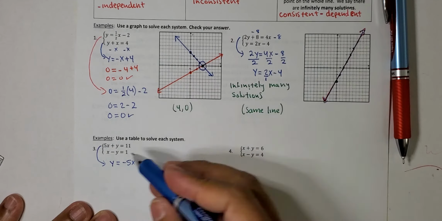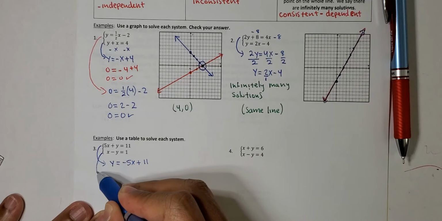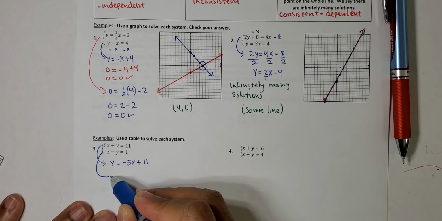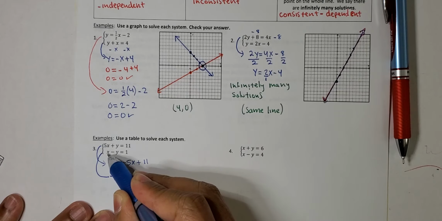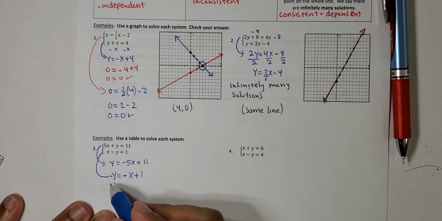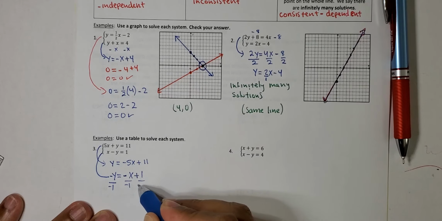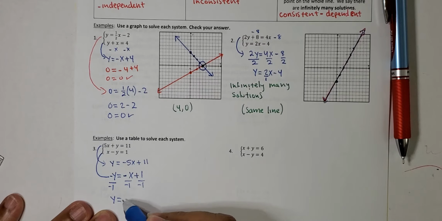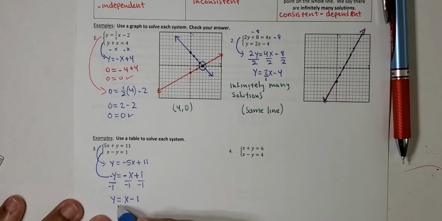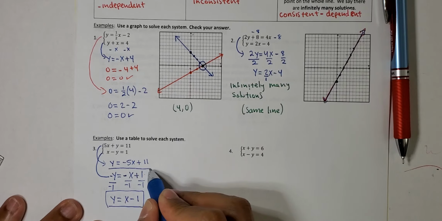On this one here, I have x minus y equals 1. So I'm going to subtract this x, which leaves me with negative y equals negative x plus 1. We don't want negative y, we want positive y, so I'm going to divide by negative 1. Then y equals negative x divided by negative 1, which is positive x, and 1 divided by negative 1 is negative 1. So this is one equation, and this is the other equation.